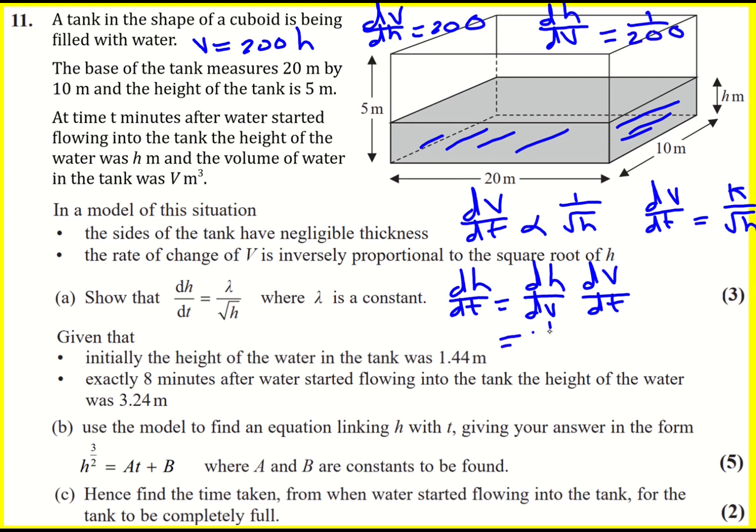And we can finally bring it all together. It's going to be 1 over 200 multiplied by k over root h. In fact, this becomes precisely lambda over root h, where lambda is going to be k over 200. There's a couple of things you can do: if we're multiplying by 1 over 200, we can just multiply the top by 1 over 200, giving us k over 200, or you could keep-change-flip, so you're dividing by 200, and then you can just divide the top. But anyway, that's what we end up with. So dh by dt is lambda over root h, as required.